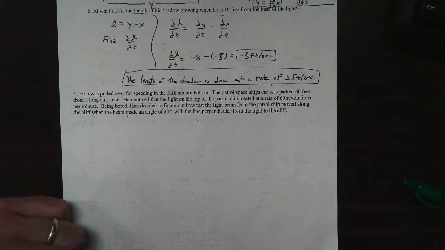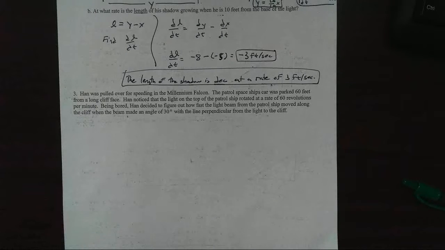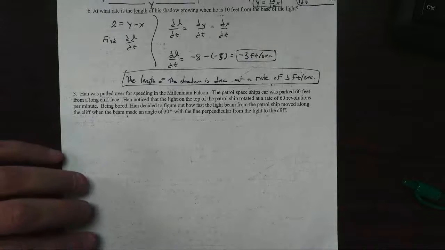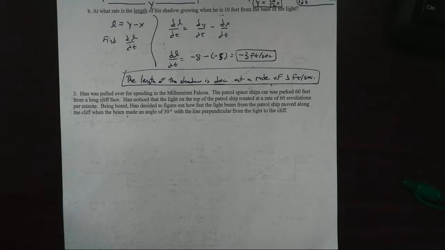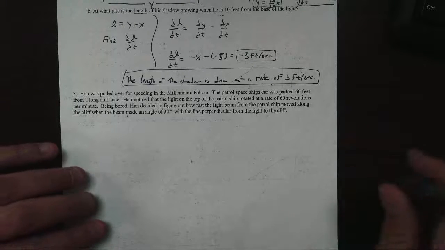This is kind of a cool one right here. Han was pulled over for speeding in the Millennium Falcon. The patrol spaceship's car was parked 60 feet from a long cliff face. Han noticed that the light on the top of the patrol ship rotated at a rate of 60 revolutions per minute. Being bored, Han decided to figure out how fast that beam of light from the patrol ship was moving along the cliff when it made an angle of 30 degrees with the line perpendicular from the light to the cliff. So I'm going to draw this out.